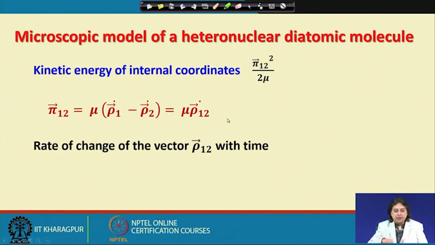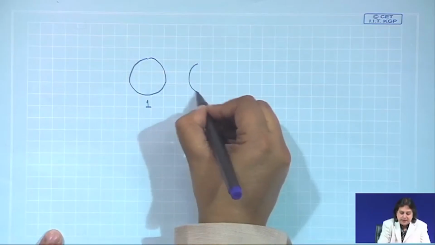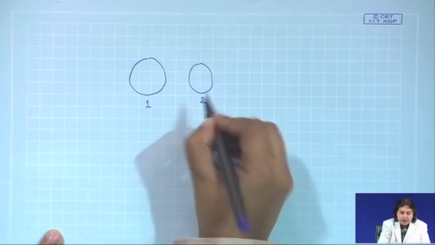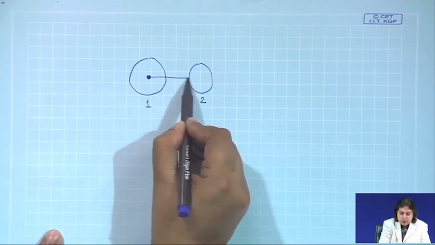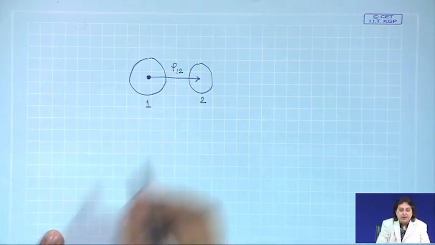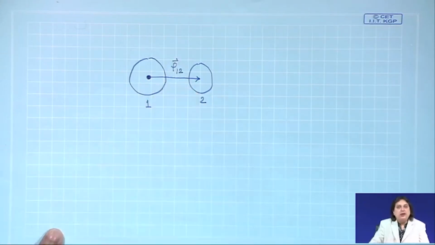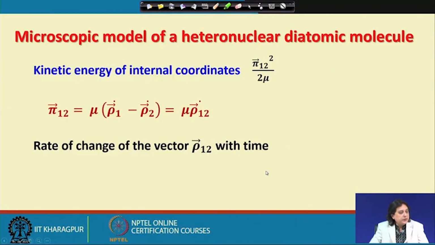If I may remind you, this is my molecule 1 and this is my molecule 2. If I sit on molecule 1, then rho 1 2 is the vector separating the two nuclei if the origin is on the particle 1. Or vice versa, you can use the definition that you want.